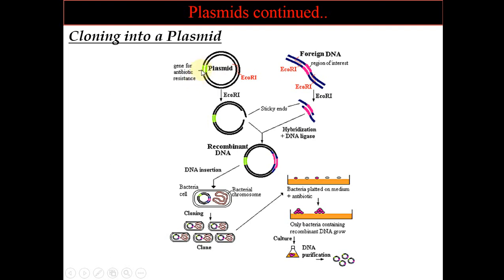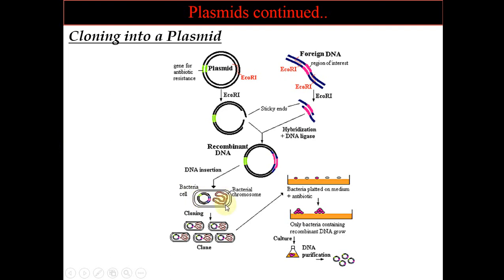Say for example, here is the ampicillin resistance gene present on this plasmid. The host initially is ampicillin sensitive. That is, if you add ampicillin into the medium, the host cell won't grow on it because the host is ampicillin sensitive. It does not have any mechanism to protect itself from the ampicillin antibiotic. So such host cells are killed.